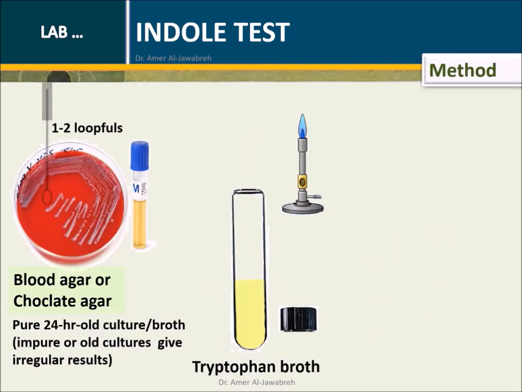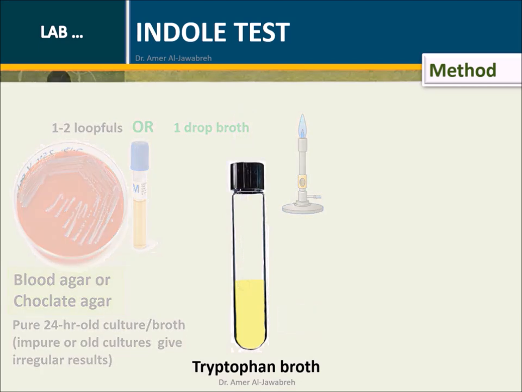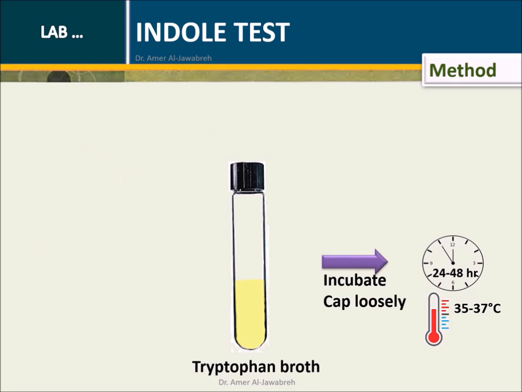Method: aseptically, take 1 to 2 loopfuls of test bacteria from blood or chocolate agar plates and inoculate into tryptophan broth. If using broth, transferring 1 drop is sufficient. Cap loosely and incubate at 35 to 37 degrees centigrade for 24 to 48 hours.